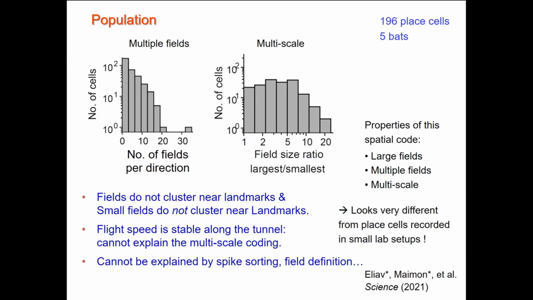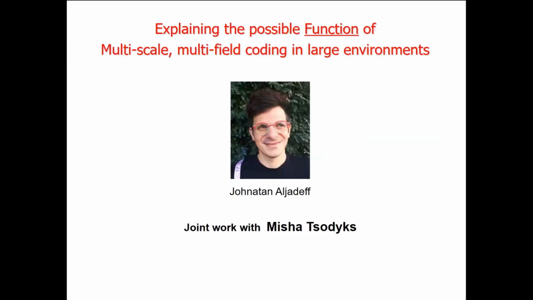We very carefully controlled for effects of spike sorting, field definitions, and many other things. So I won't go into the details. It's all in the supplementary of this paper. And the short answer is this: multi-scale coding is a genuine phenomenon. Okay, so we have a genuine, very different result than found in small environments.